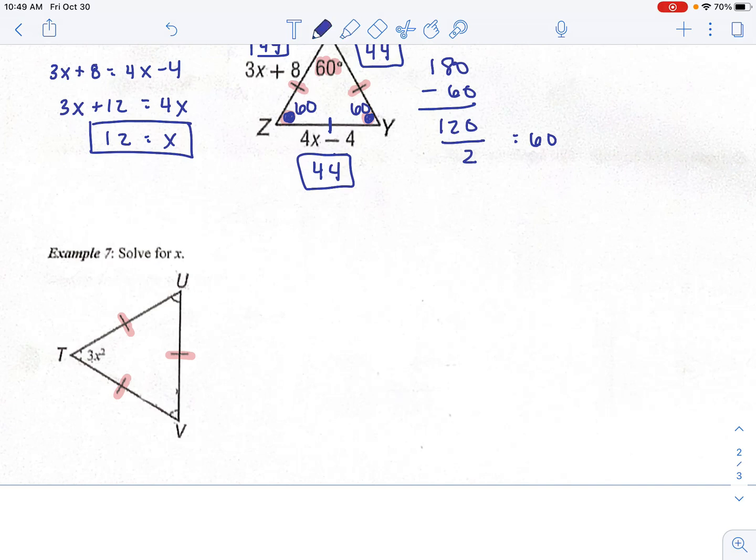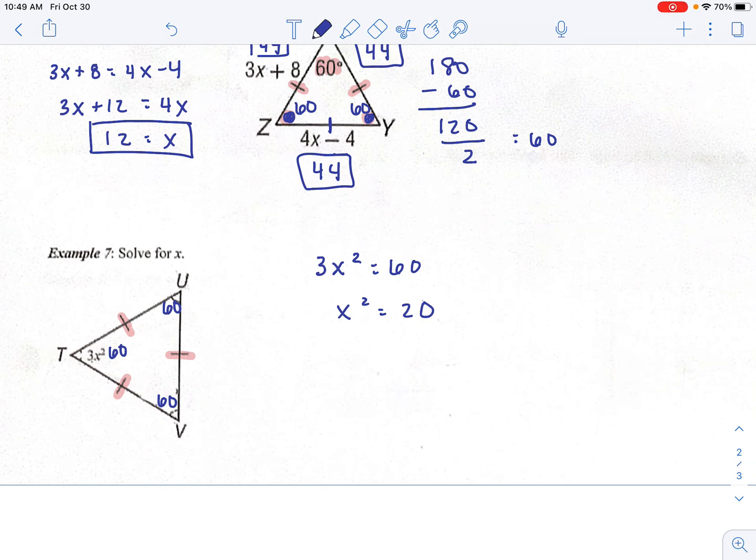Last problem here. This one tells us that all of the sides are equal, which means all of the angles are equal, and that every single angle is going to be 60 degrees. So if you notice here, at T, I have 2 markers. I said it was 60 degrees, and I also said it's 3x squared, so I can set those equal to each other.